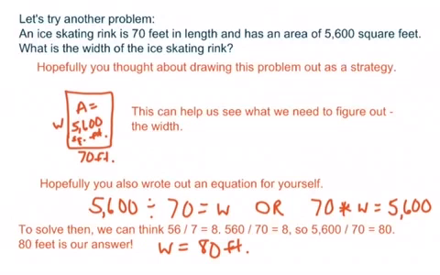I hope you thought about doing a drawing, because drawings can be really helpful, and that's what you see here. And I put in what I knew, and I left myself a letter for the unknown. Hopefully you got that. And then an equation that would go with that. I could do 5,600 divided by 70 equals W, or 70 times W is 5,600.